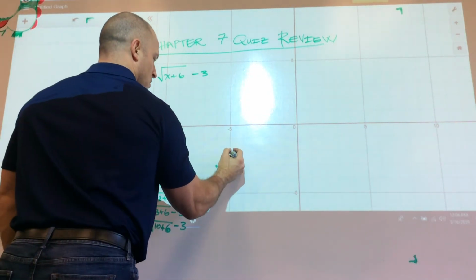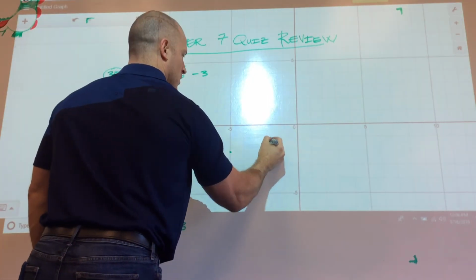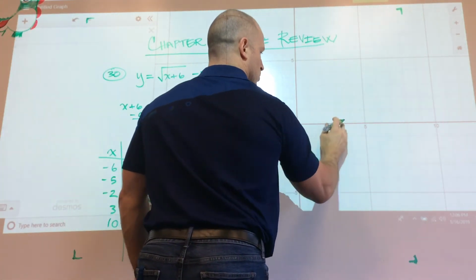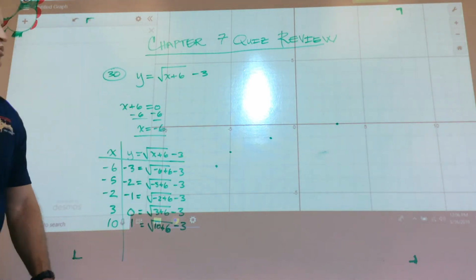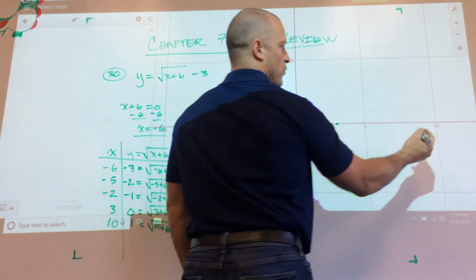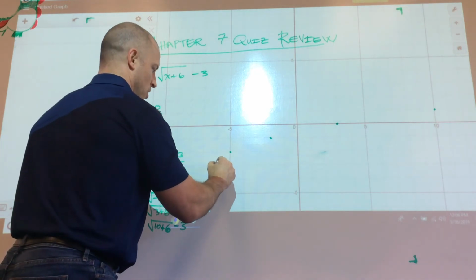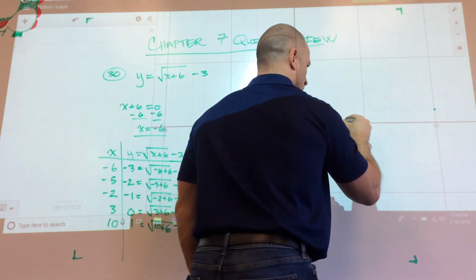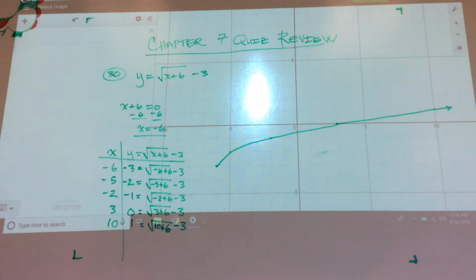-5, -2. -2, -1. 3 and 0. X equals 3, y equals 0. Lastly, we got x equals 10, y equals 1. And this probably goes off what you can see on the video, but I'll plot it in there, and then we just connect up those points to create our graph. And there would be our graph for number 30.